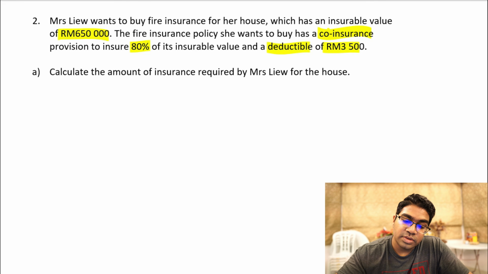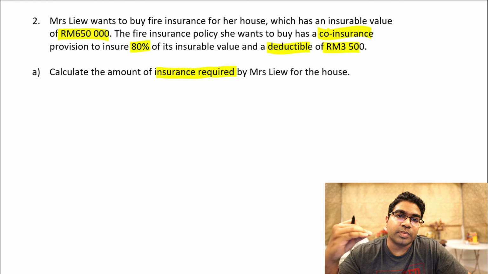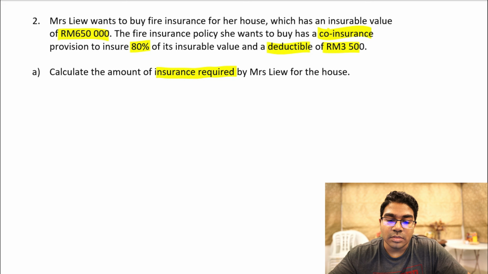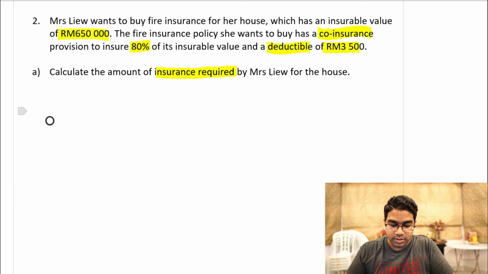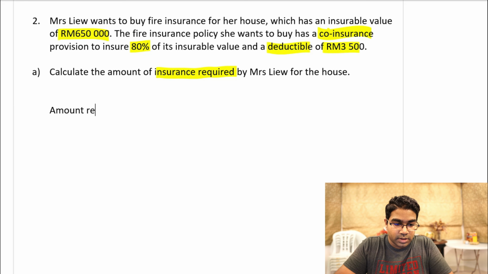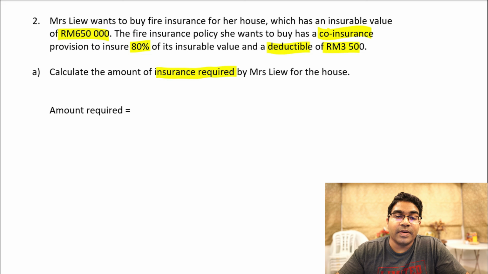Let's explore that through the question. Calculate the amount of insurance required by Mrs. Liu for the house. Since this is an insurance policy with a co-insurance provision of 80%, the amount required will be equal to 80% of the insurable value, 80% of the value of the house. That's all she needs to buy. She doesn't need to buy the full value.